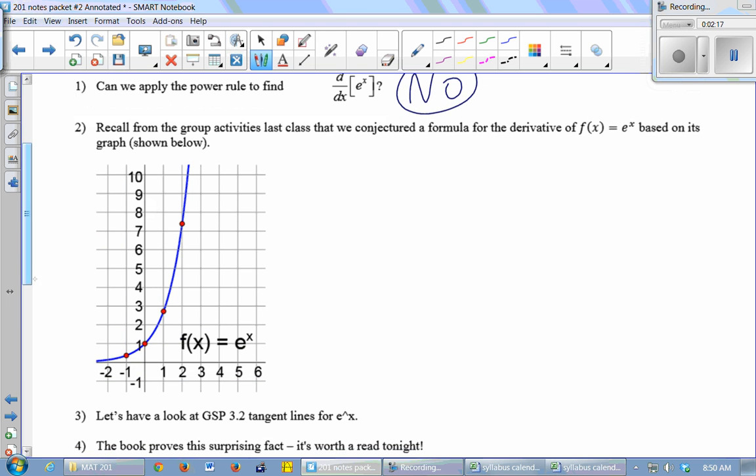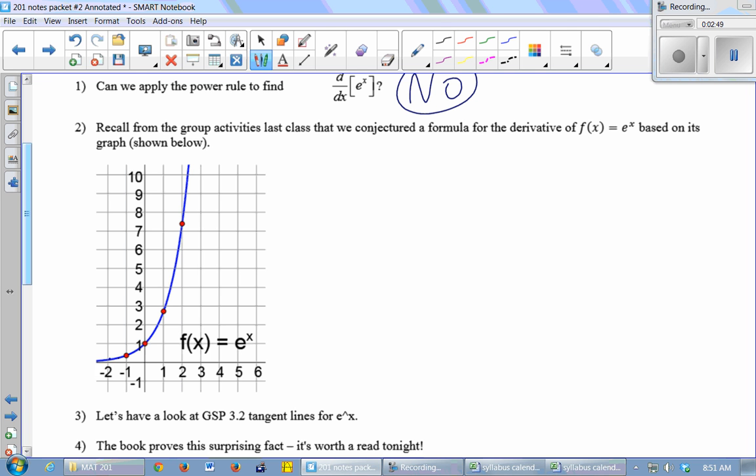So in the group activities last class, we conjectured a formula for the derivative of e to the x based on its graph. So here's the graph of e to the x. If I was going to try to sketch its derivative, is there a place where the derivative is 0 or gets really close to 0? Negative infinity, right? As we head out towards negative infinity, if I have little tangent lines here, they're getting flatter and flatter as you go towards negative infinity. So the derivative is approaching 0.